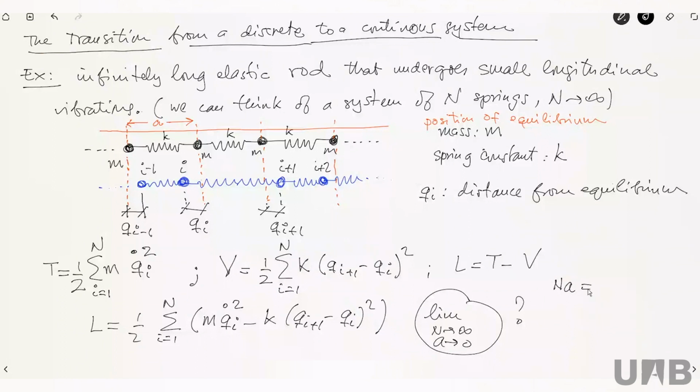What is this? The longitude of the rope. Exactly. This is L, the length, and this has to be fixed. And another thing has to happen. M times N, this also has to be fixed. What is this thing? The total mass of the rod. Exactly. So this is the mass of the rod. So this also has to be fixed. Okay?